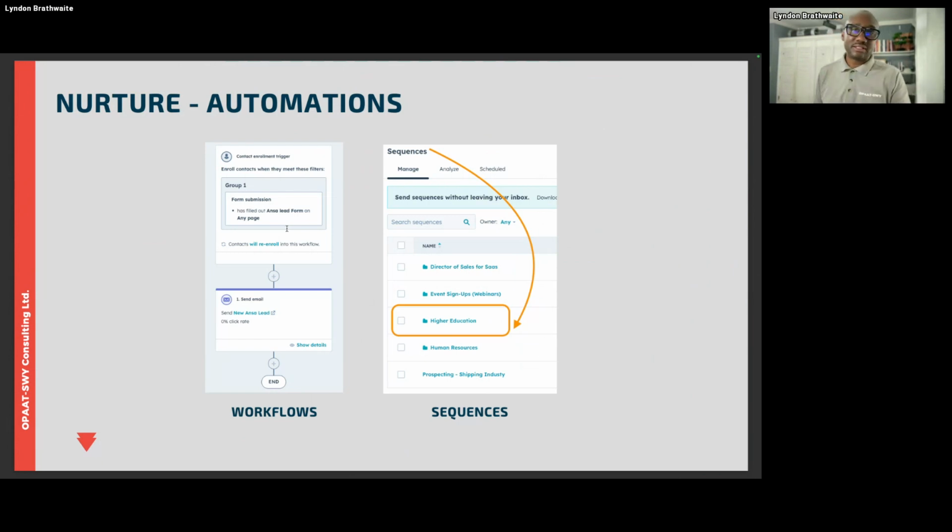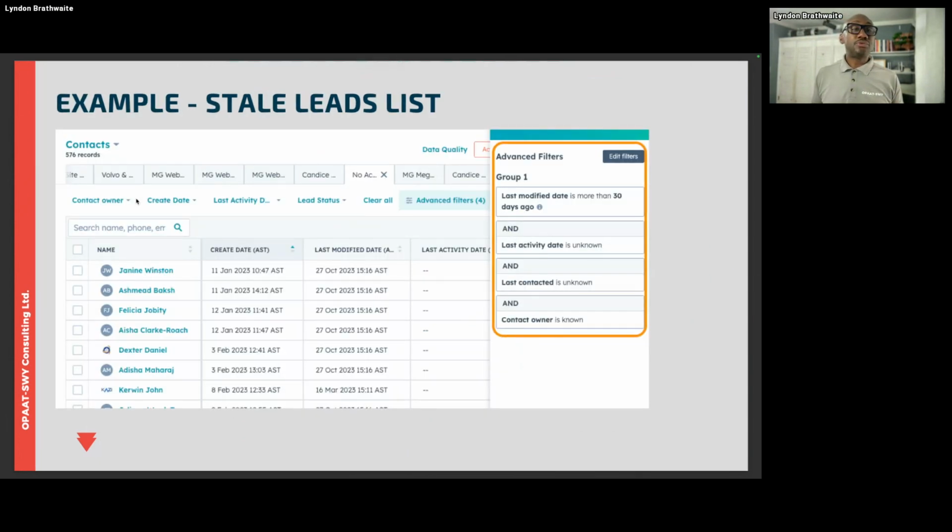Whether it's enrolling in a sequence or sending out an email, etc., or updating someone else within the organization. So two main areas that I like to talk about when we're looking at the automations is along the lines of workflows and sequences, all right? And as we're looking at workflows and sequences, let's use again stale leads as the example, right?